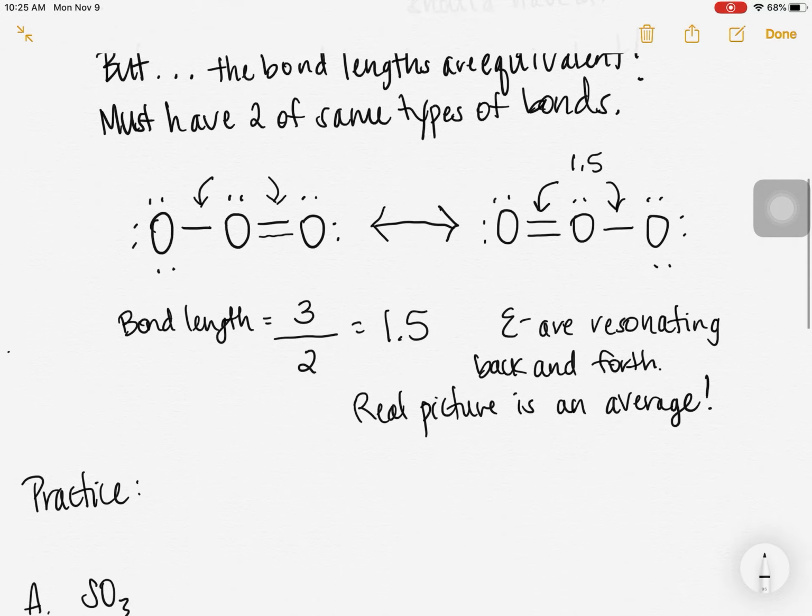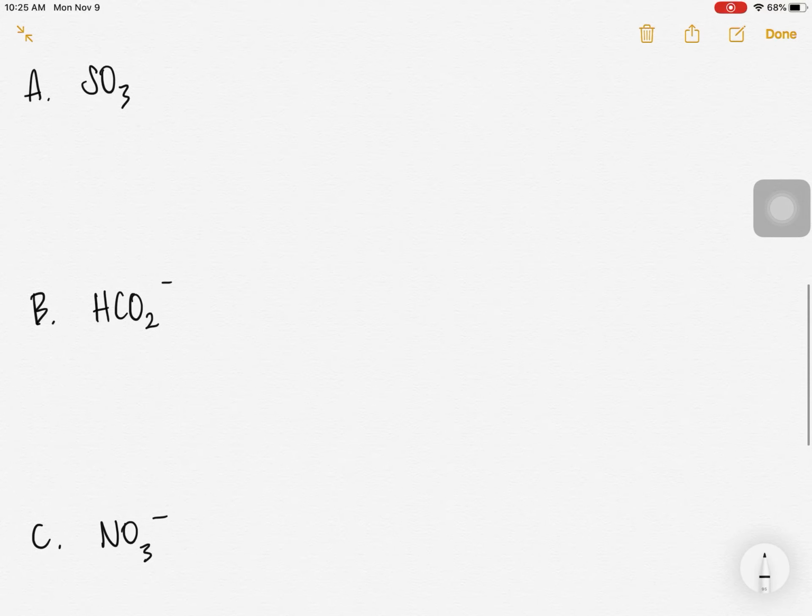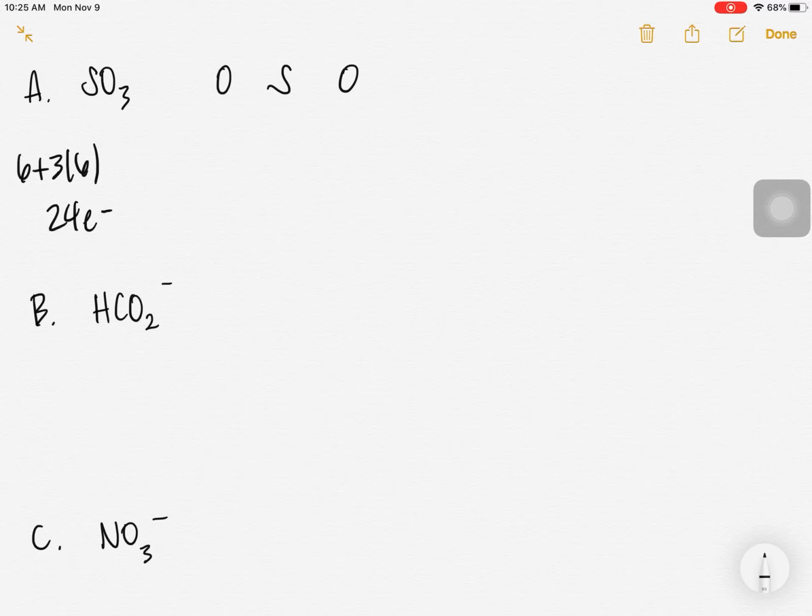The most important thing for you to be able to do is recognize when Lewis structures have resonance and be able to draw all the pictures associated with it. So we have 3 practice problems that we're going to do, and this is drawing all appropriate resonance structures. So in SO3, we'll do a Lewis structure just like always. This should have 24 electrons. Sulfur is going to be in the center, and my oxygens are going to be around.